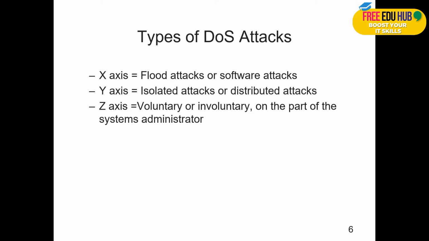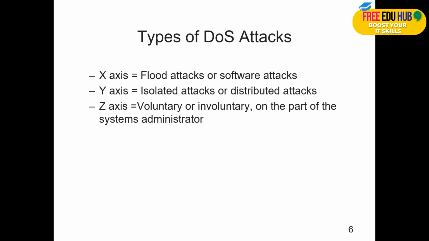Now, when we talk about types of DDoS attacks, we have x-axis, y-axis, and z-axis. X-axis is flood attacks or software attacks. Y-axis are isolated attacks or distributed attacks. So distributed denial of service falls in the category of Y attacks. Now, Z attacks are voluntary or involuntary on the part of the system administrator, who would be checking for any sort of known vulnerabilities in the system.